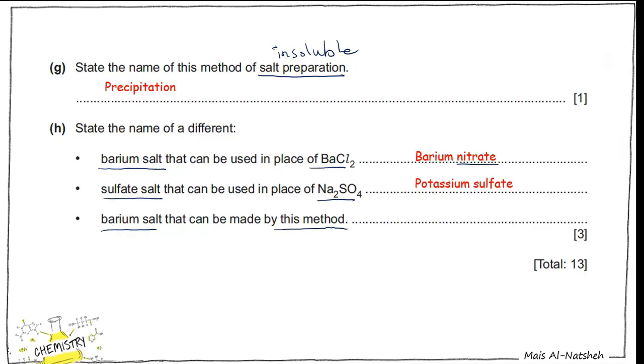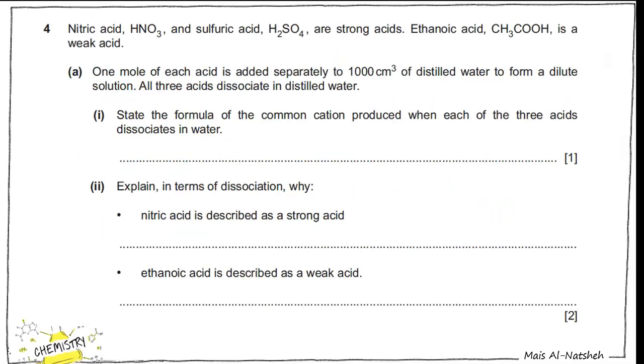Now, for the barium salt, we can suggest barium carbonate because we know that carbonates are all insoluble except for group 1 and ammonium carbonate. That is for this question. Let's go to the next one.